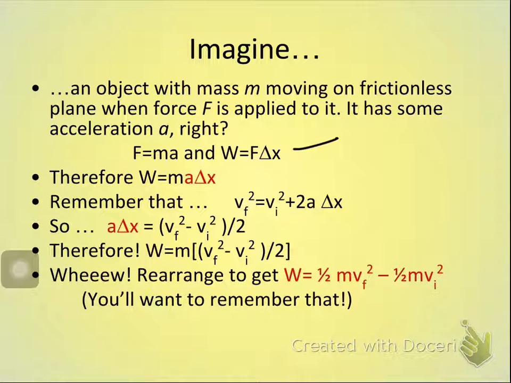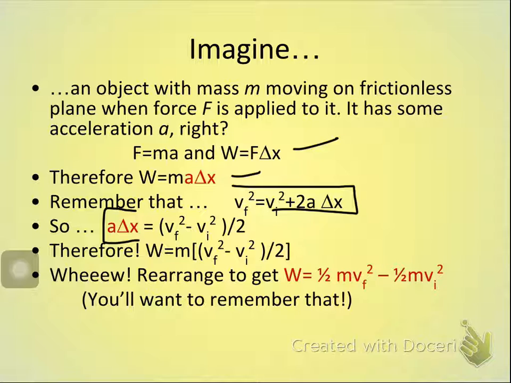Okay, so F equals ma, W equals F delta x, W equals ma delta x, and we have this old kinematics equation. We can solve it for a delta x, and we have Vf squared minus Vi squared divided by 2. So far, so good? You probably have to write this down in order to get it. You can't do algebraic derivations by following along. I promise you this.